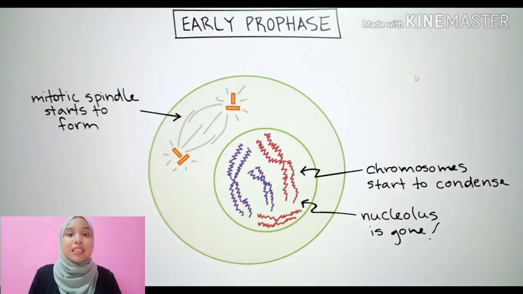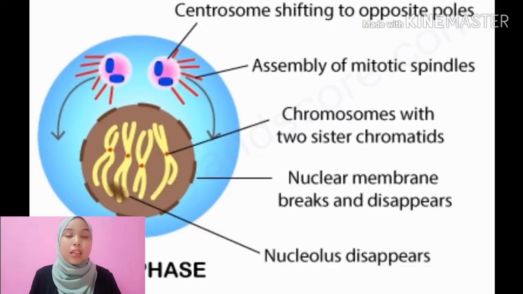As the spindle fiber begins to form in this prophase, it makes the nuclear membrane break up, which means the nuclear membrane disintegrates, and it also causes the nucleolus to disappear. And then lastly, the centrioles will begin to move to the opposite poles.